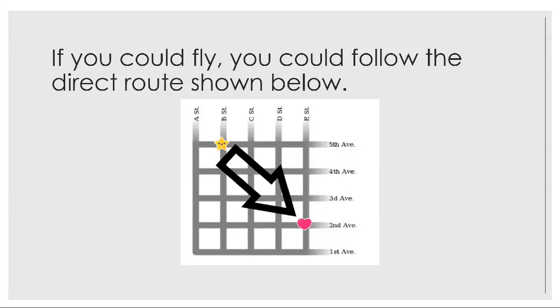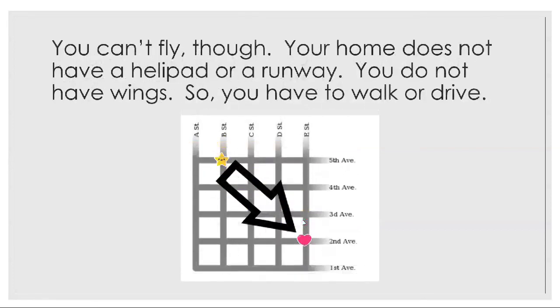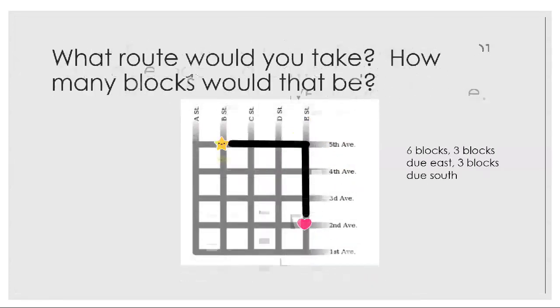If you could fly, you would follow the direct route shown below. So that would be following the diagonal route. You cannot fly, though. Your home does not have a helipad or a runway. You do not have wings, so you have to walk or drive, and we cannot walk or drive through buildings. What route would you take? How many blocks would that be?